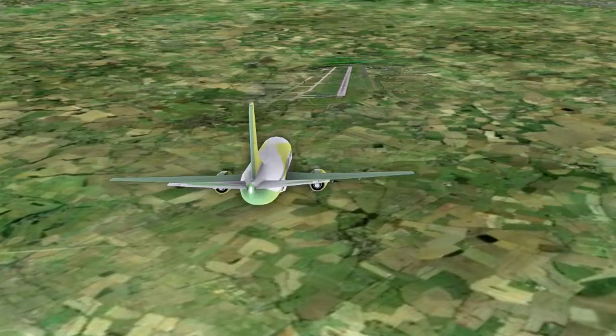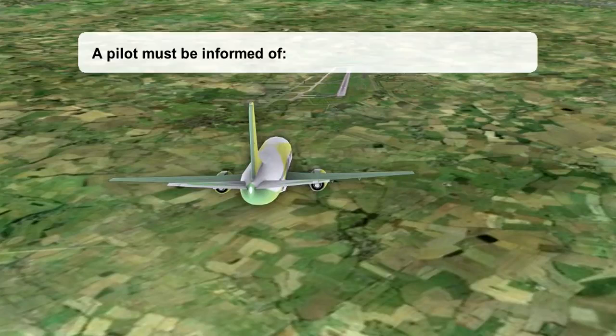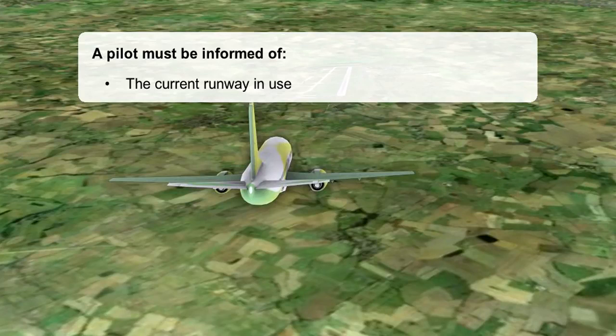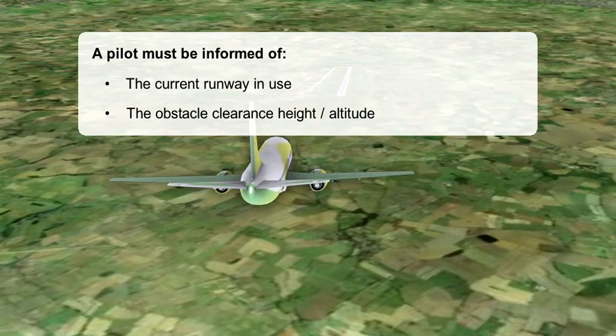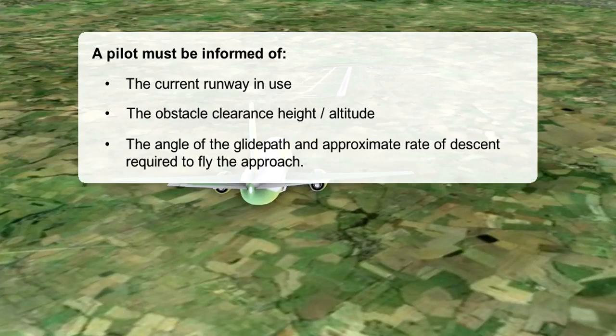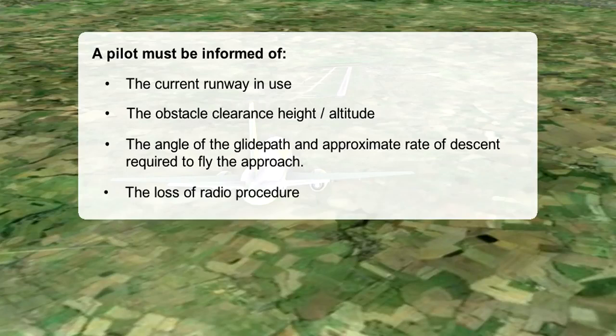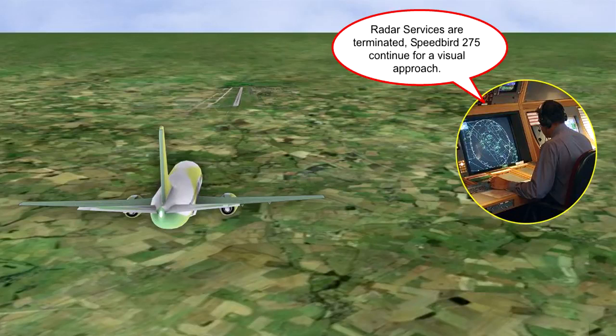The following are the general procedures applicable to both types of radar approach. Before a radar approach can be initiated, the pilot must be informed of the runway in use, the obstacle clearance height or altitude, the angle of the glide path and approximate rate of descent required to fly the approach, and the loss of radio procedure. If, for any reason, a radar approach service can no longer be offered, then the pilot is to be immediately informed.